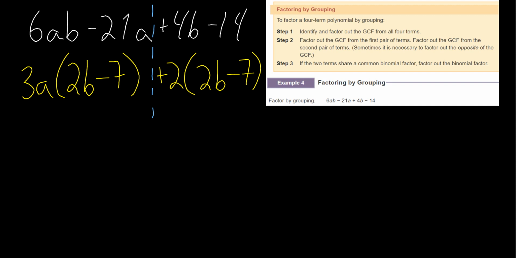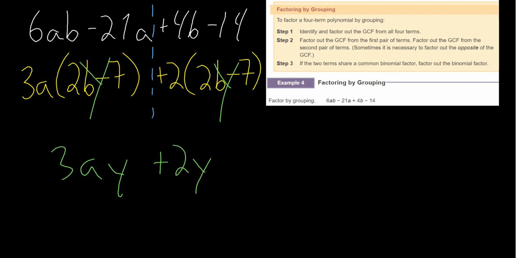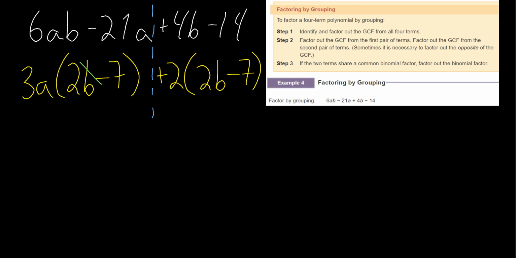Now it's essentially the same thing I saw before. If I said this was a y, this was a y, it would be 3ay plus 2y, and I know I can factor a y out of both of those. Same procedure as the previous example. Instead of factoring out a single term, we're going to factor out an entire binomial. So I can factor out 2b minus 7, and what remains is 3a plus 2.